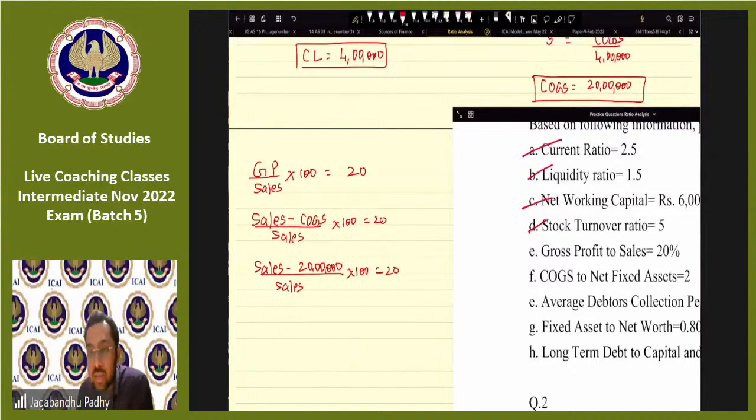How many marks is this chapter comprised of, sir? There is no specific rule book for how many marks.